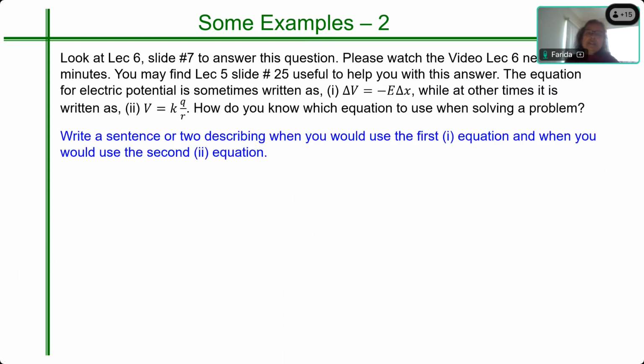All right, so this is another example. This one is a little bit more involved. This is the equation for electric potential. There are 2 equations in their equation sheet. A lot of students will just go with the variable. They would see that there is a potential equation here and another potential equation here. How do you know which equation to use when you're solving a problem?